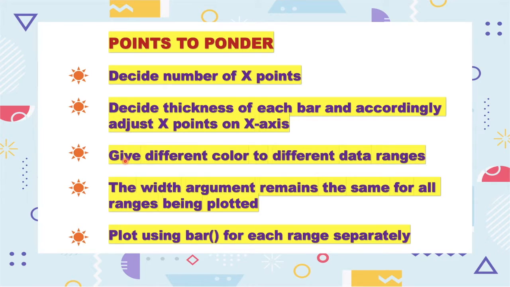The third point says give different colors to different data ranges. So in order to represent the data in a beautiful manner, it is recommended to use different colors for individual bars. The next point says the width argument remains the same for all the ranges being plotted. And the last but not the least is plot using bar for each range separately. That is, for each range a separate bar function will be called. So these were the concepts from a theoretical perspective. Now let us try to understand the concepts from a practical perspective.